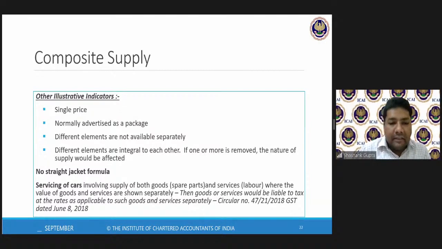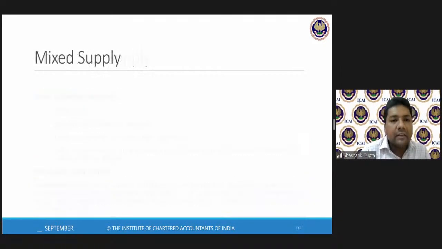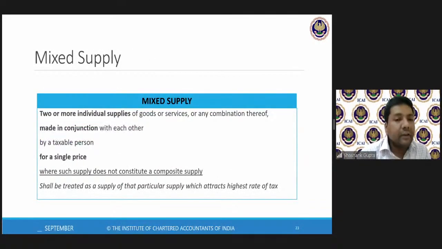So this is acceptable, but this wouldn't have been acceptable if for the entire supply, that is including engine oil, brake oil, services, a single amount was being charged. Then there would have been an issue whether it is composite supply or not. Because these were individually being billed, individually made liable to tax, proper tax was being paid to the government. The government has clarified that there is no loss of revenue and hence it is acceptable in case of servicing of cars.